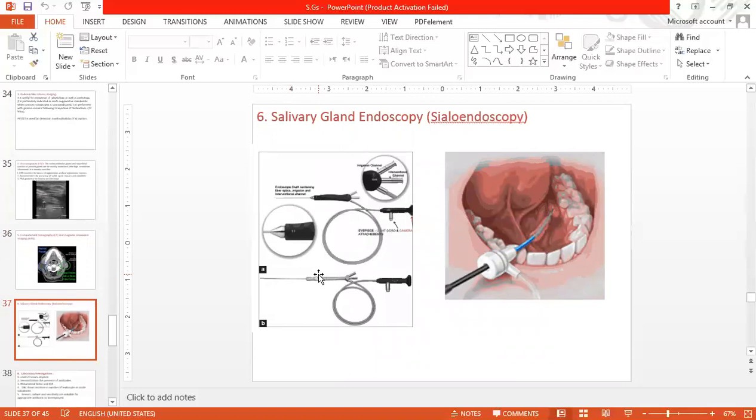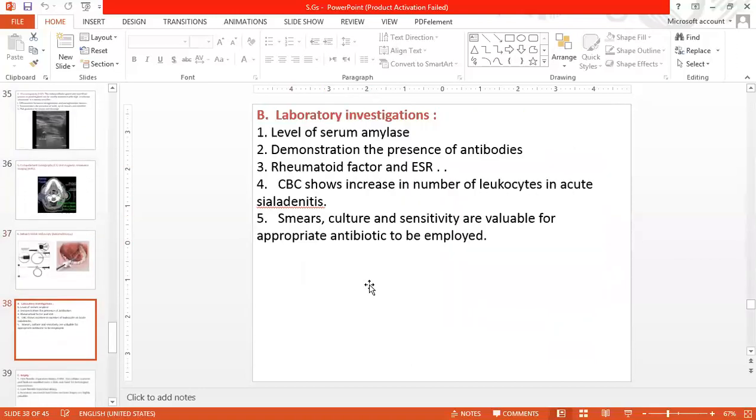We also have another management procedure called endoscopy, where we insert an endoscope inside the duct to perform intraglandular or intraductal manipulation of the stone, to remove the stone from the gland or from the duct. This is called salivary gland endoscopy.